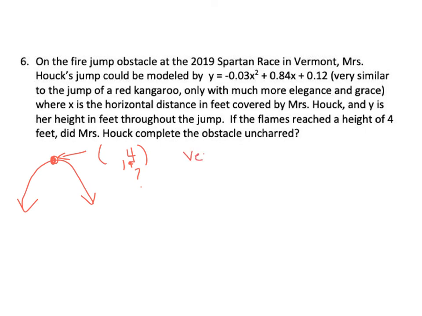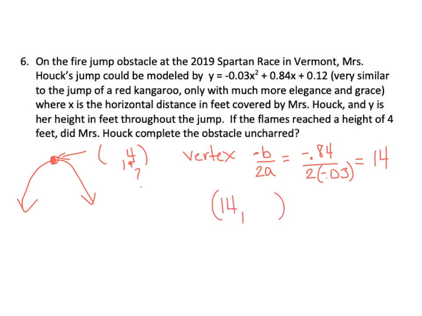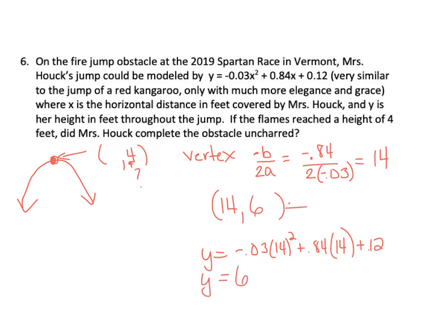So what do we need to do? Let's find our vertex. So when I plug in, I get an x value of 14, and I now have to plug in 14 for my x to get my y. And when I do that, I get y equals 6. So if this is the vertex, she reached a height of 6, that means she would have made it over the flames without being charred.